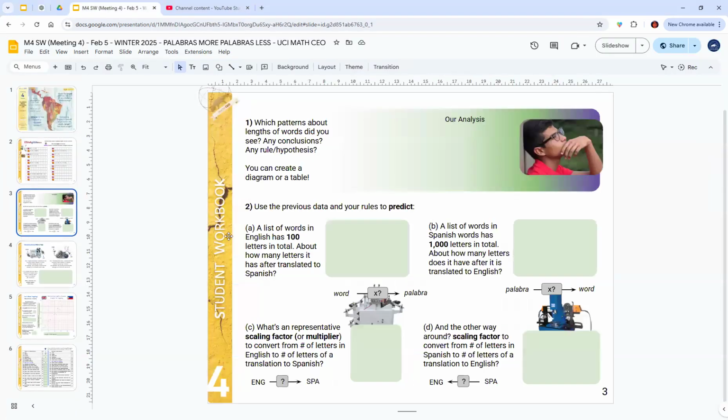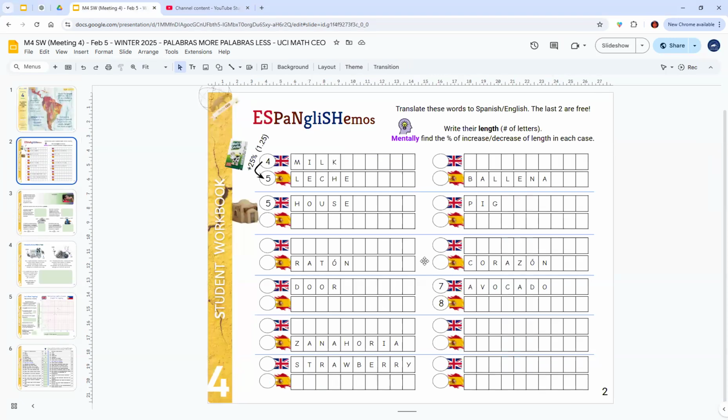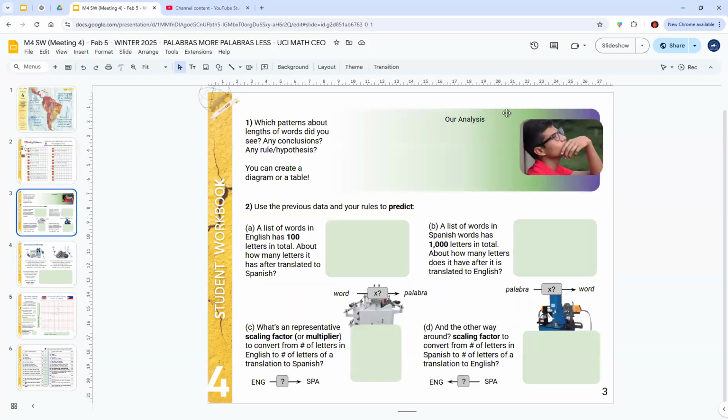So what we want to ask is first very open questions about which patterns about lengths of words did you see? So what do they say? Any conclusions or rule or hypothesis? So mainly, okay, you did this, but for what? What's the point of doing this? And you're not going to tell them, but you're going to ask them and guide them through. So that's the first part.